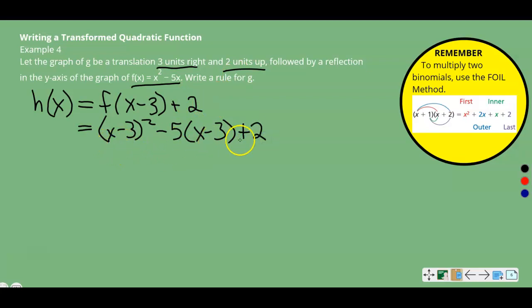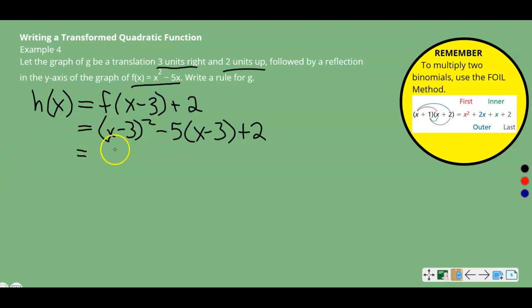All right, so if we simplify this, then that takes care of this first step here. 3 units right and 2 units up. Because we're not working with the parent function, it's a little bit more involved. All right, so remember when you square a binomial, you have to do your FOIL method or distributive properties. So you're going to have your inside middle terms in there too. Don't just square the first term and the last term. All right, so let's square this.